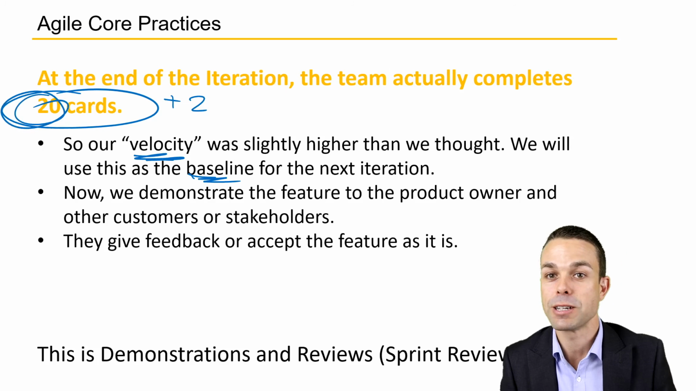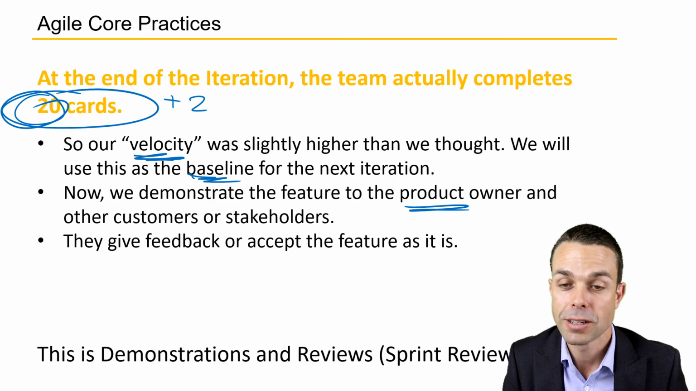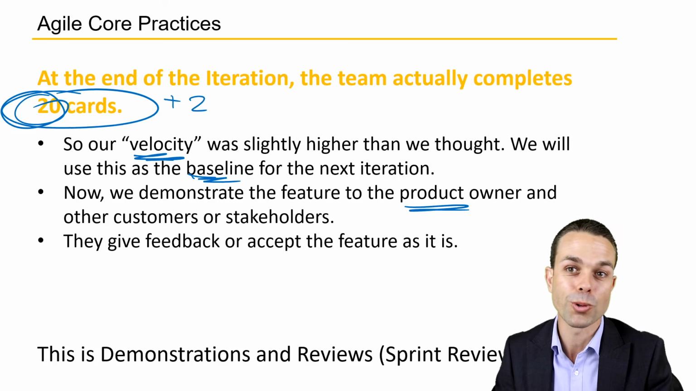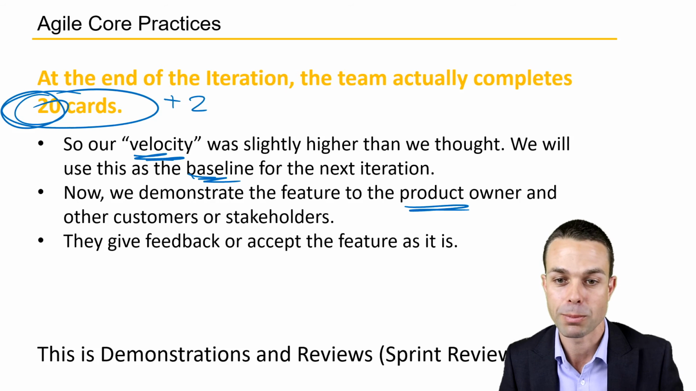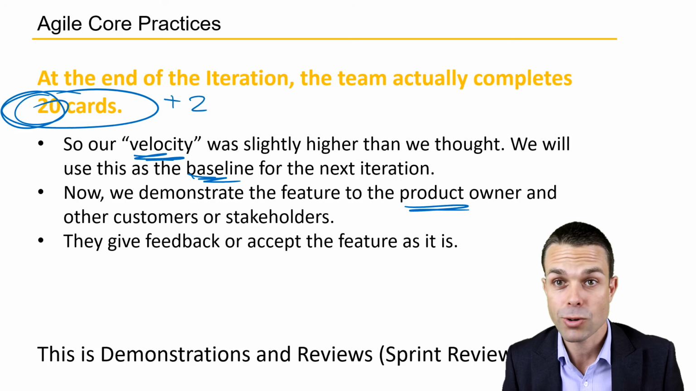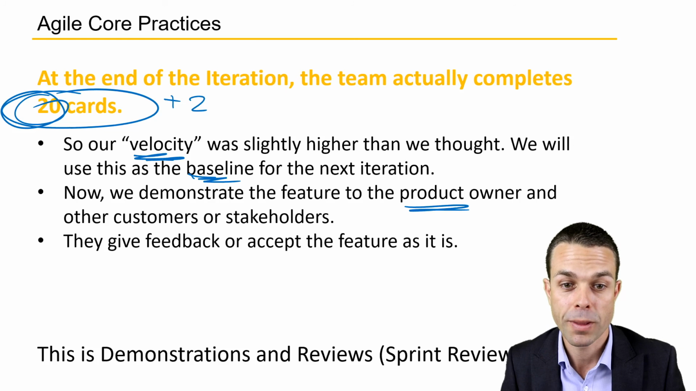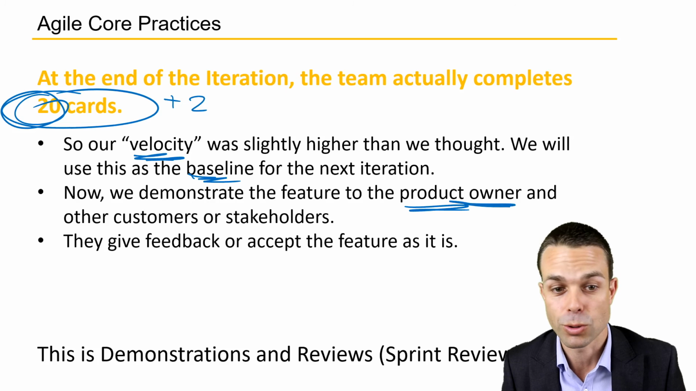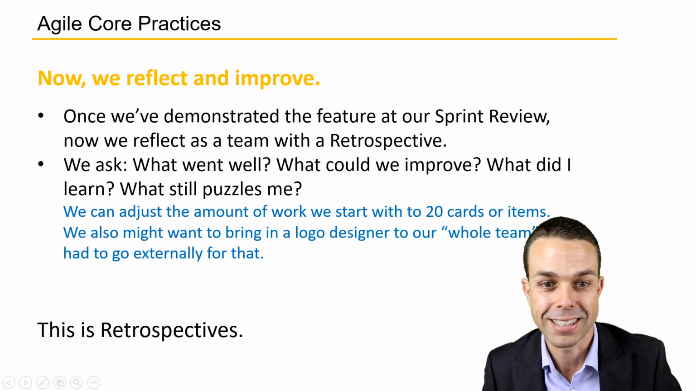Now we demonstrate that feature to the product owner. So we demonstrate that sales page as part of our demonstrations and reviews, also known as a sprint review in Scrum. So you might see that come up as well. But we make a demonstration. We get everyone either on a call or in the same room, and we demonstrate that website to the product owner and other customers or stakeholders. And they give us the feedback, or they accept that feature as it is.